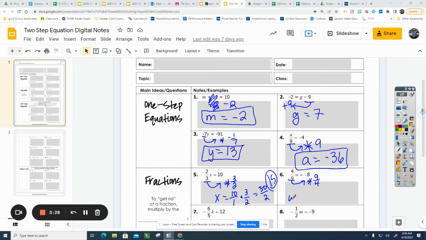Okay. You get w equals negative 8 over 1 times 9 over 4. You get negative 72 over 4. And I'm not sure what that is, so I'm going to go off to the side. That's 2. I think it's 28. So the final answer for that one is 28. Negative 28.